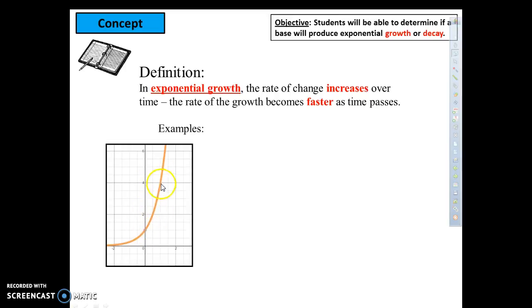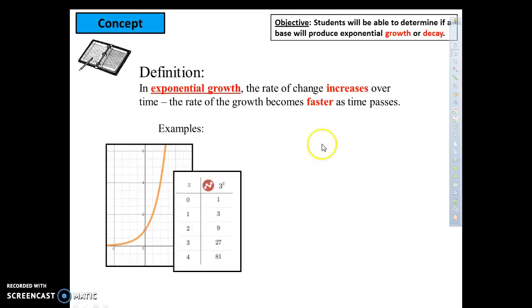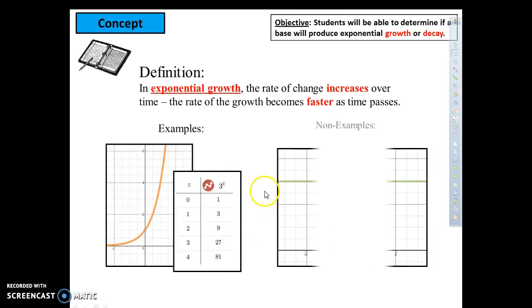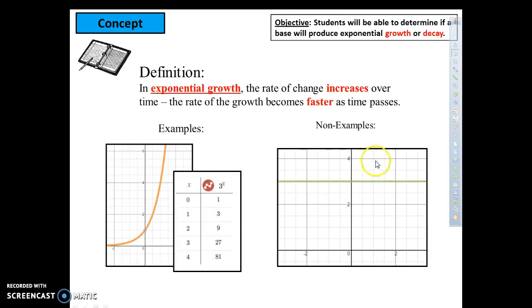But my next point up here, notice that I rise 2 and I run 1. So it becomes faster and faster as time goes on, and you can see that here, that I have 1, 3, 9, 27, 81. Here they're multiplying by 3 each time, and I would like you to recognize this as a geometric sequence that we've been working with. A non-example would be this straight line. Notice this is not exponential growth because the rate of change is not increasing, it's a constant function. Please make sure you have this in your notes.